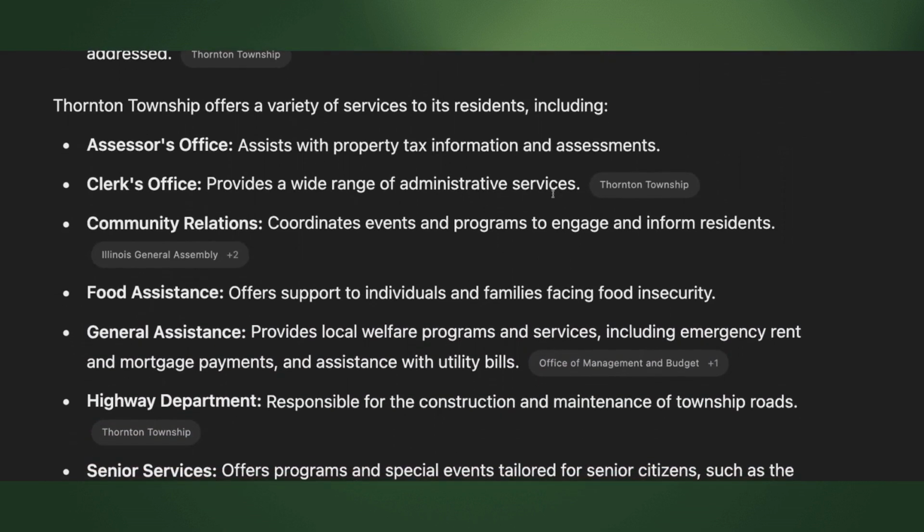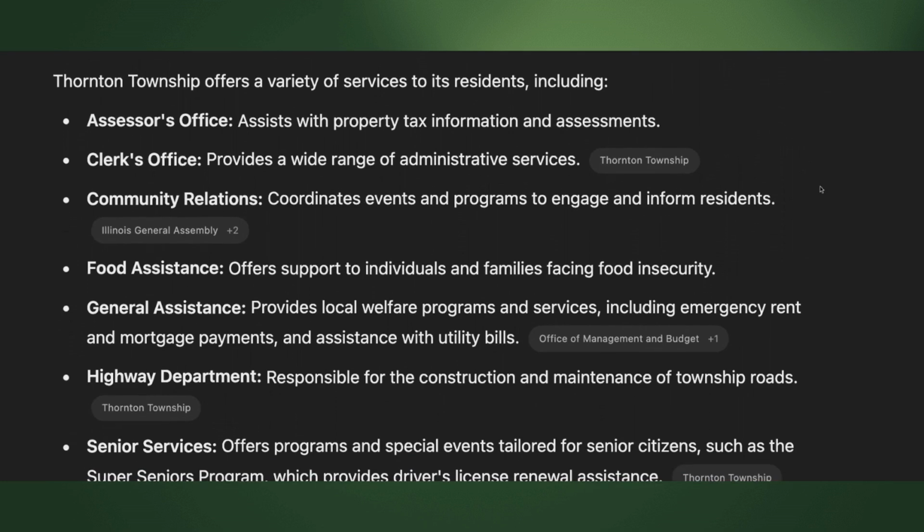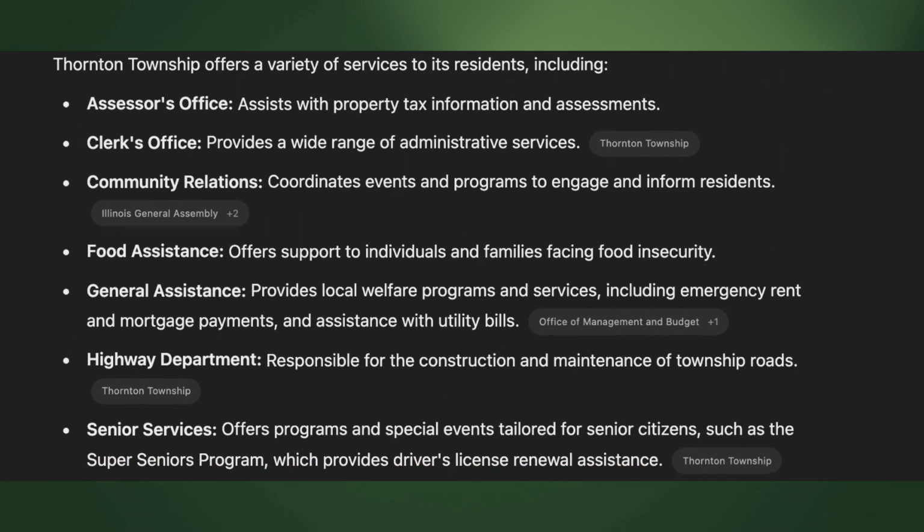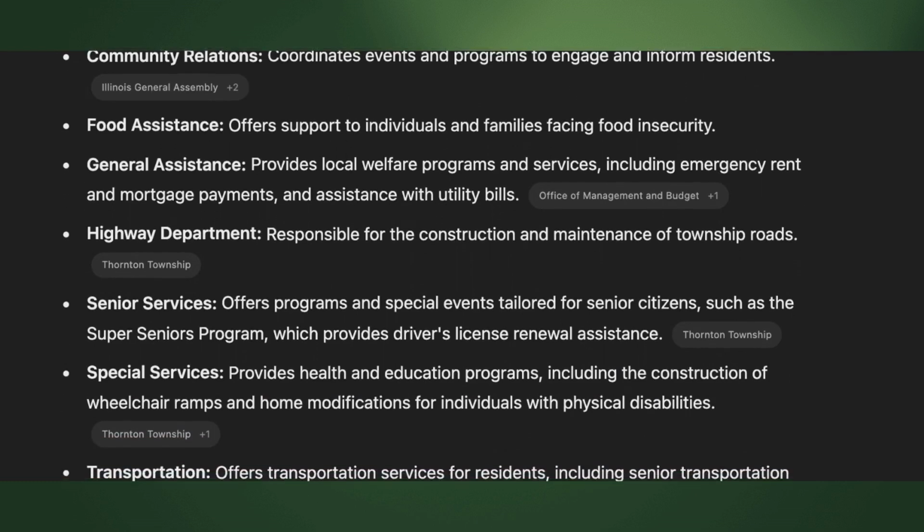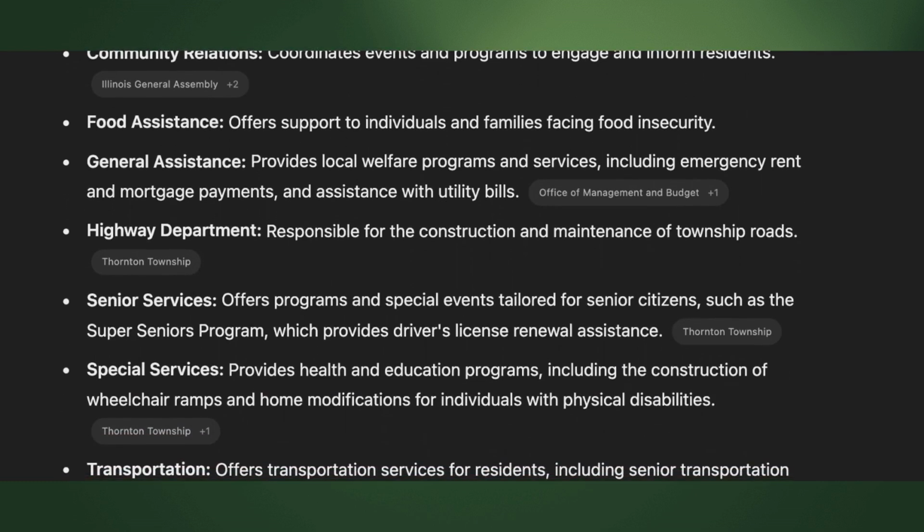Thornton Township offers a variety of services to its residents, including the assessor's office, which assists with property tax information and assessments. The clerk's office provides a wide range of administrative services. Community relations coordinates events and programs to engage and inform residents. Food assistance offers support to individuals and families facing food insecurity. General assistance provides local welfare programs and services, including emergency rent, mortgage payments, and assistance on utility bills.